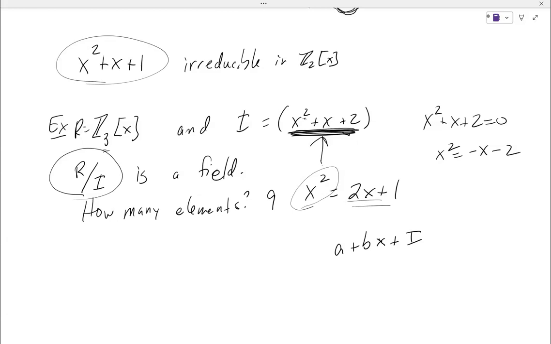That's allowed. Yes. Did you get the a plus bx from the fact that the x squared is equal to 2x plus 1? Yeah, so I got that from the fact that my x squared could get knocked down into a linear polynomial. Okay. Yeah, that's exactly right. That was where that came from.